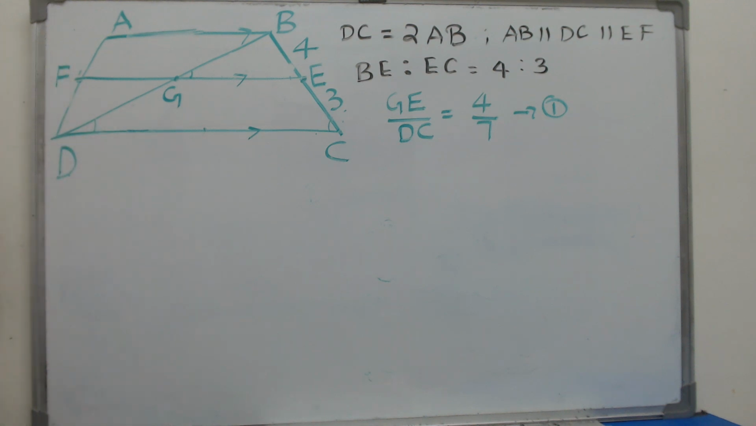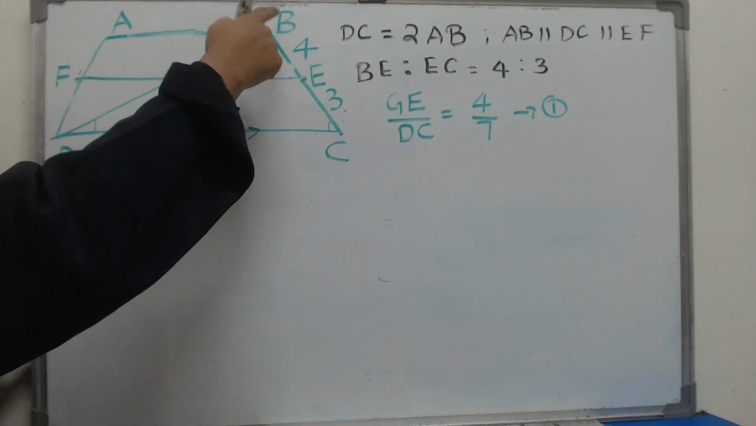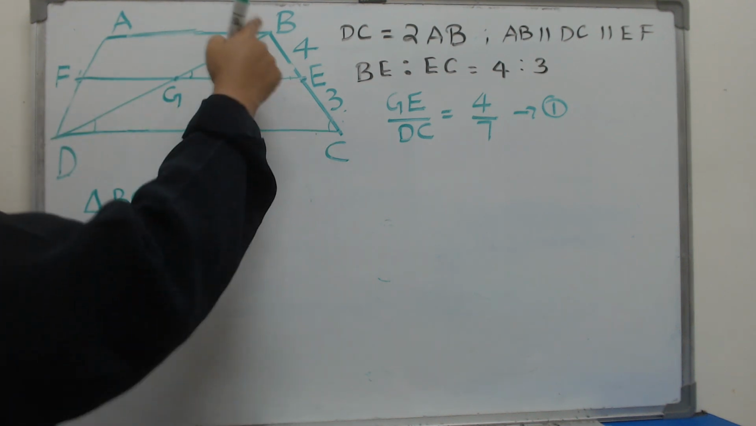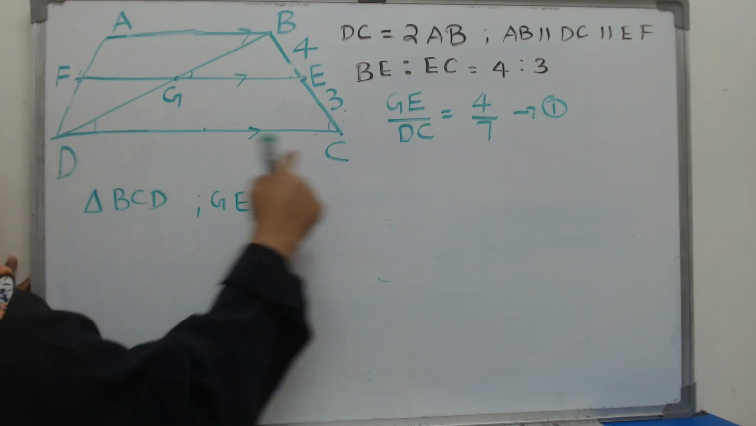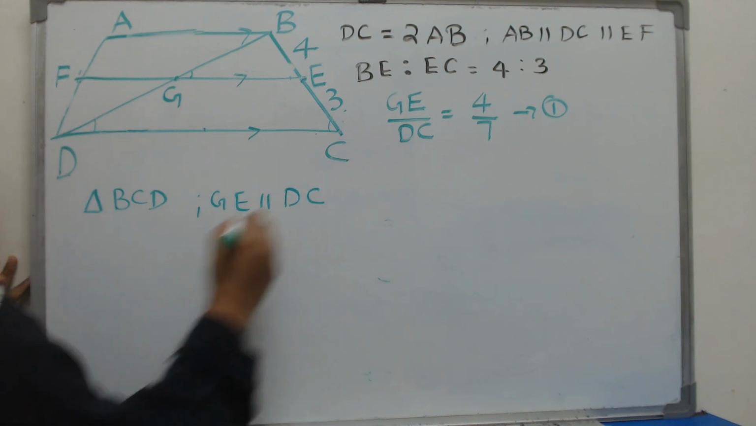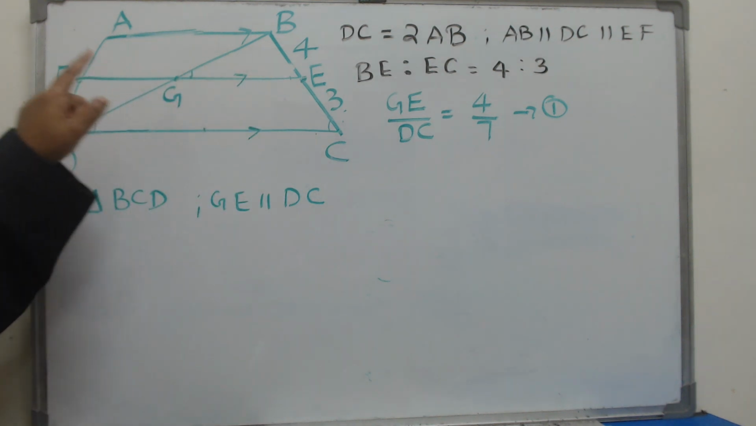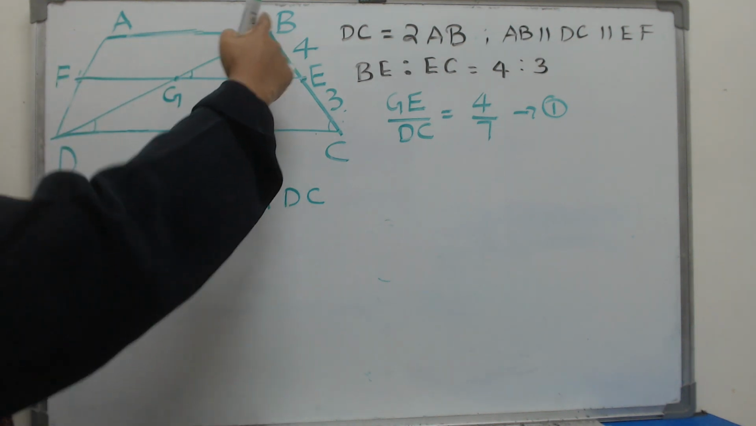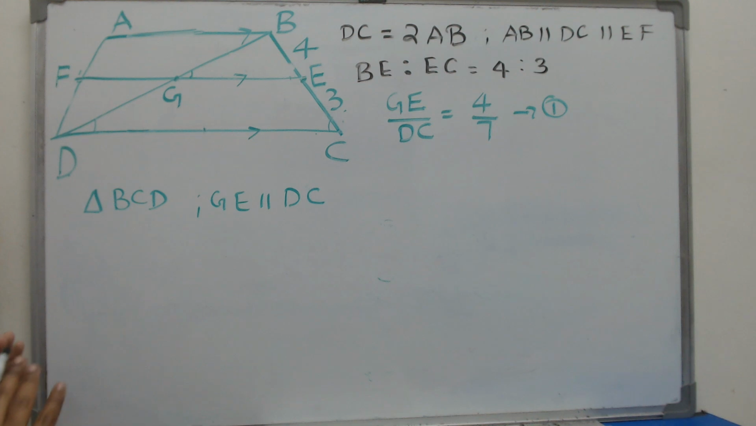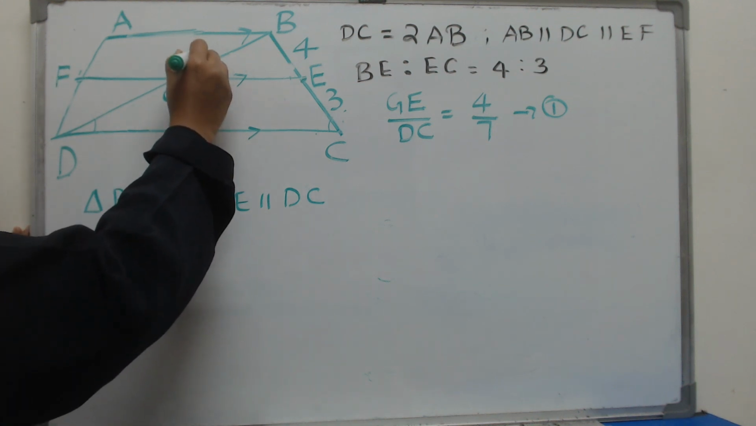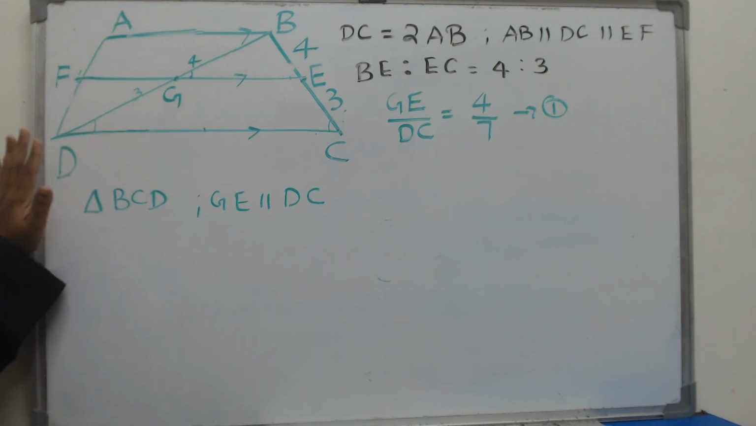But before we go to that, consider the triangle that we were dealing with just now, this huge triangle BCD. GE is parallel to one of its sides DC, which means what does BPT say? It cuts the other 2 sides in equal ratio. That means BG is to GD and BE is to EC are going to be same. That means this is also going to be cut in the same ratio 4:3.